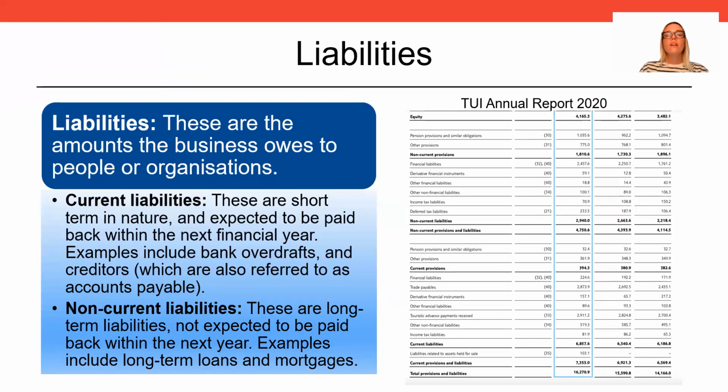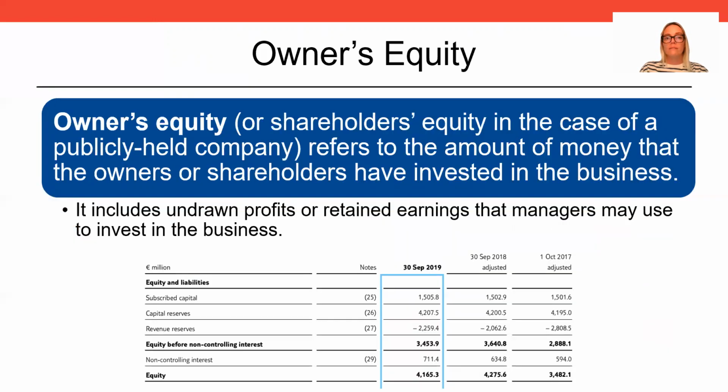Liabilities are another category that you'll see in an annual report within the balance sheet, and they're the amounts that the business owes to people or to organisations. Current liabilities are short-term. They're ones that you're going to need to pay back quite quickly. They might include bank overdrafts and creditors. So in other words, people who you owe money for products or services that you bought from them. Non-current liabilities are longer-term liabilities that you're not expected to pay back within the next year. And examples include long-term loans and mortgages.